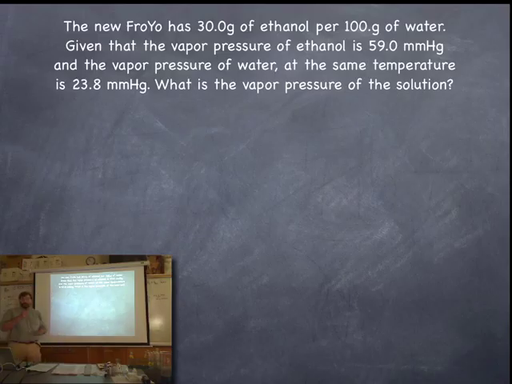So we know that the total vapor pressure is the sum of the vapor pressure for each component times the mole fraction. So you take the vapor pressure of the ethanol times its mole fraction, take the vapor pressure of the water times its mole fraction, and you add those values together. To do that, we need to know the molar mass, and we need to find the number of moles of ethanol and the moles of water.